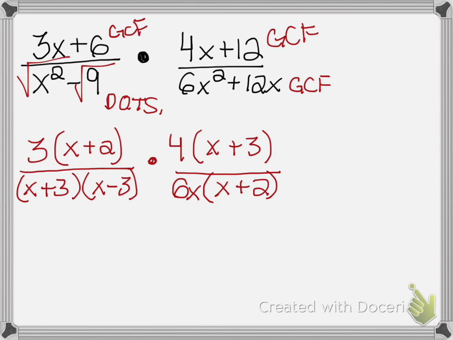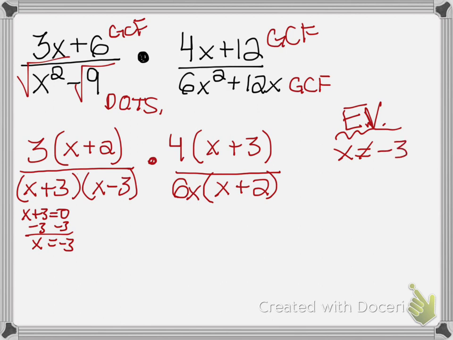Now, before I continue, I'm going to go ahead and find my excluded values. Just a reminder, your excluded values strictly come from your denominator. So basically, you're taking the root from each factor in your denominator. So if I set the x plus 3 equal to 0 and solve for x, I'll get negative 3. So that's my first excluded value. X cannot equal negative 3. And then the next one for this denominator will just be 3. Basically, I'm taking the opposite.